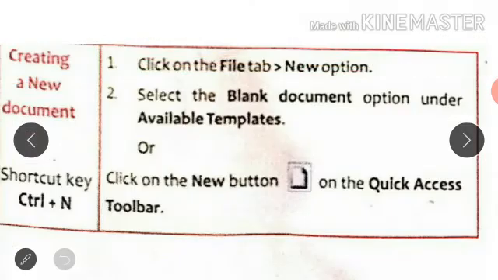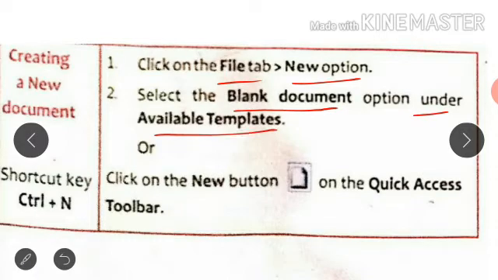Okay, next is how to create a new document. Go to the File tab. In the File tab there is a New option. As you click the New option, a blank document option comes under the templates, in available templates. Or else you can click the New button on the quick access toolbar. And the shortcut key for creating a new document is Ctrl+N.